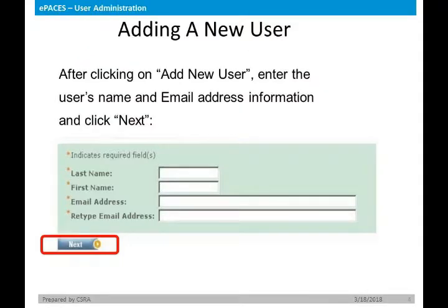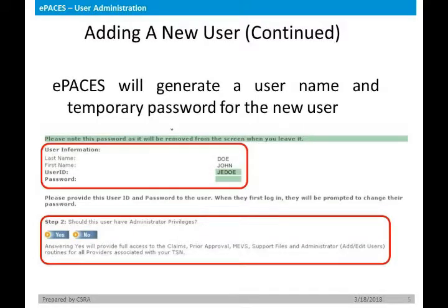After clicking on Add New User, you'll be presented with a screen that allows you to enter the new user's last name, first name, email address, and then retype their email address. When you're done, click the Next button on the bottom left. ePACES will generate a username and a temporary password for the new user. It's important to give this user ID and password to the user before leaving this page.